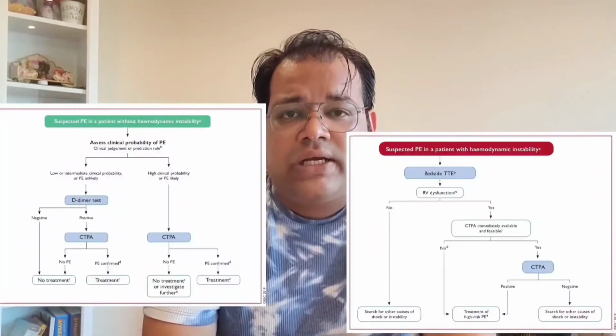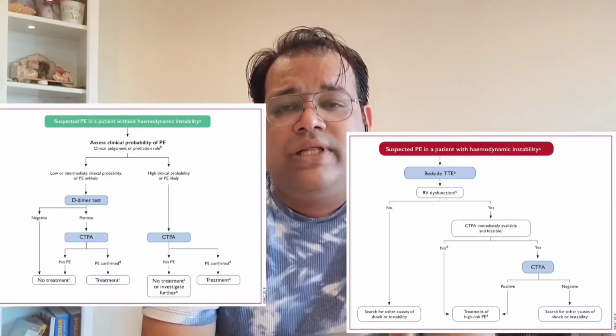So I would say you can use the revised Geneva score. Probably I have used it more often than other scores, but you use these scores, and based on the various points that are given, you come to know whether there is a high probability of pulmonary embolism or whether there is low to intermediate probability of pulmonary embolism. Now this is a very important step, because at this step, whether you are in low or intermediate versus high probability, your investigations are going to change.